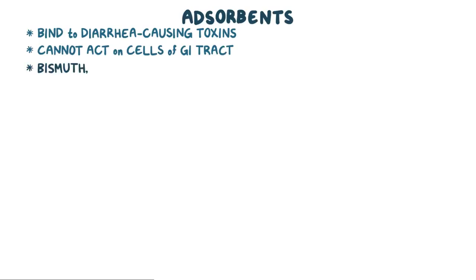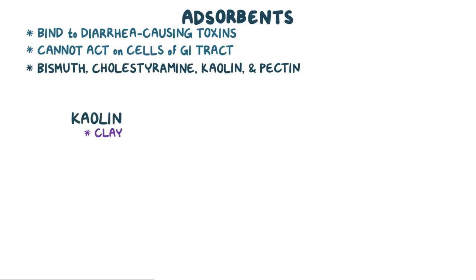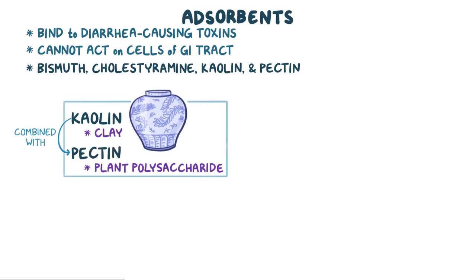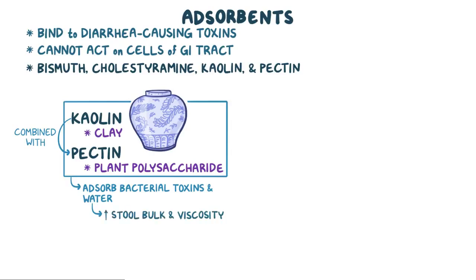These include bismuth, cholestyramine, kaolin, and pectin. Kaolin is a clay used to make porcelain china, and it's usually combined with pectin, a plant polysaccharide. Both substances are indigestible compounds that adsorb bacterial toxins and water in the gastrointestinal tract, leading to increased stool bulk and viscosity. However, they should be avoided within 2 or 3 hours of taking other medications, since they could bind to them in the GI tract and prevent their absorption.